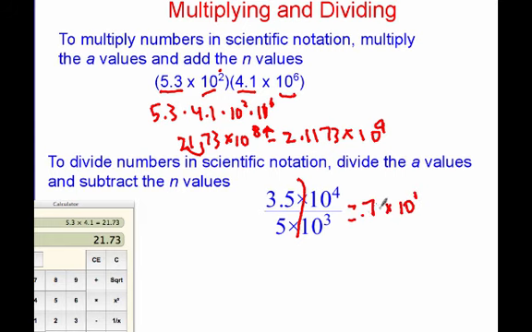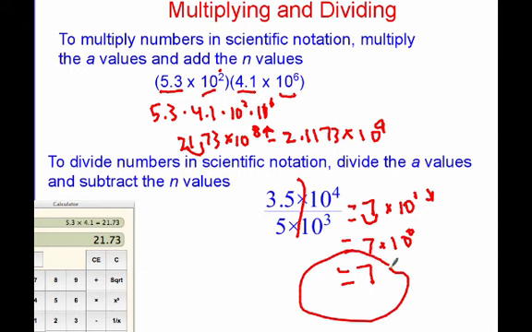Now notice we have a problem here. This is not in proper scientific notation. I have to move my decimal point over 1. Because I move to the right one, my exponent is going to go down. So this becomes times 10 to the 0. Well, 10 to the 0 is just 1. So my answer is simply 7. So 3.5 times 10 to the 4th divided by 5 times 10 to the 3rd is just 7.